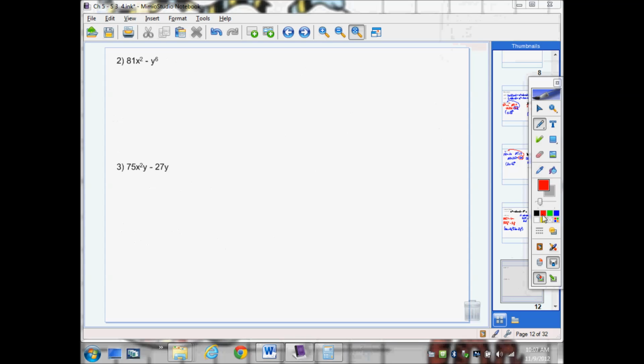Square root of 81x squared is 9x. Square root of y to the 6th is y to the third, because 6 divided by 2 is 3. So this factors into 9x plus y to the third, 9x minus y to the third. Nice.